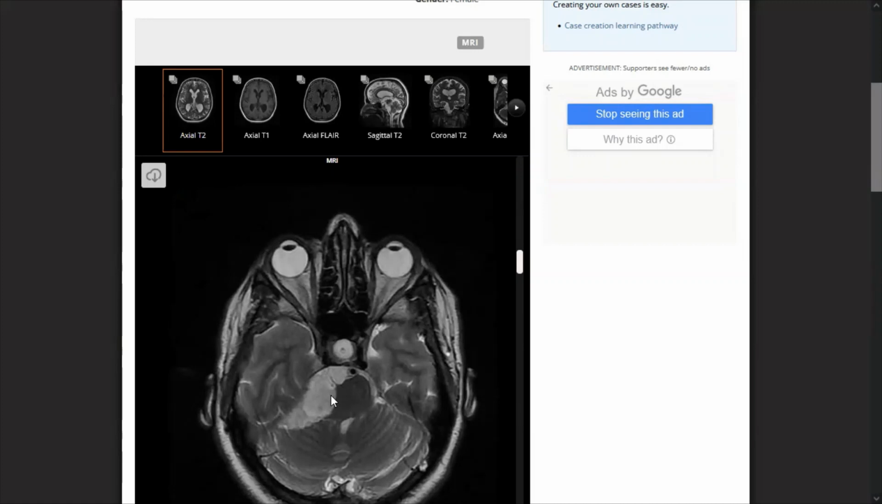Sir, because the patient is having a symptom of headache, and the lesion is still large in size, around 3 by 4 centimeters, I will counsel the patient regarding the surgical management of this lesion, and I will optimize the patient.